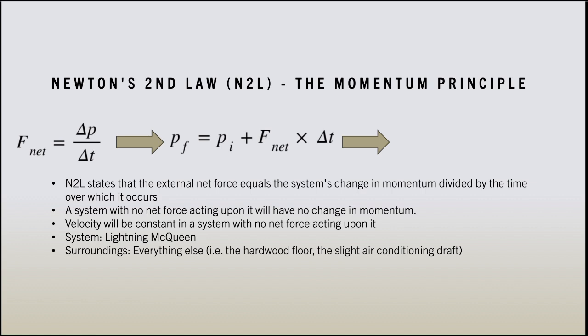Furthermore, the velocity will be constant in a system with no net force acting upon it. What does this mean? Well, it's the same equation, but you divide everything by m, and the net force is still 0, so 0 divided by m times delta t is still 0, so the velocity final equals the velocity initial. The system in this case being Lightning McQueen, his surroundings are everything else, the hardwood floor, the slight air conditioning draft, etc. Alright, let's keep going.